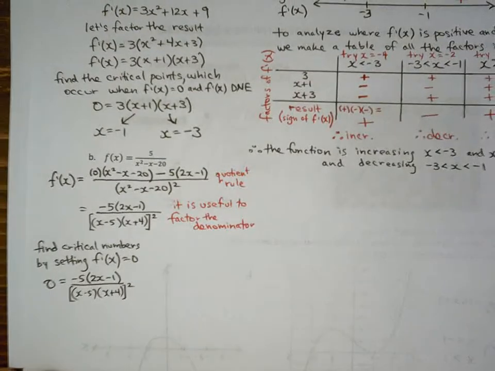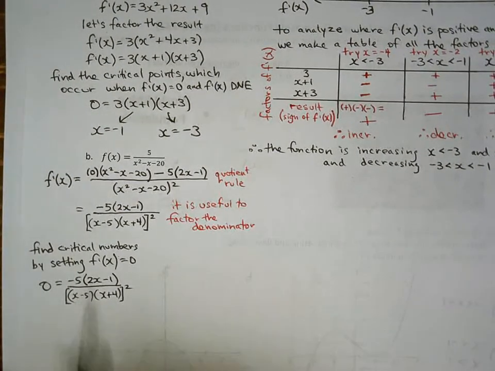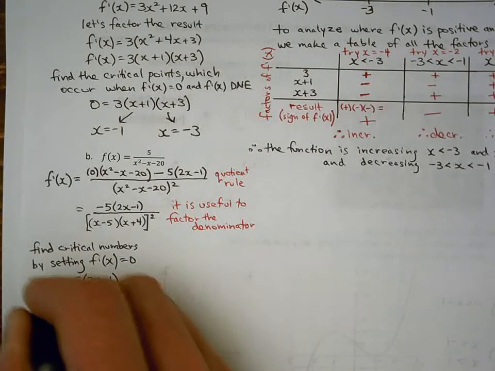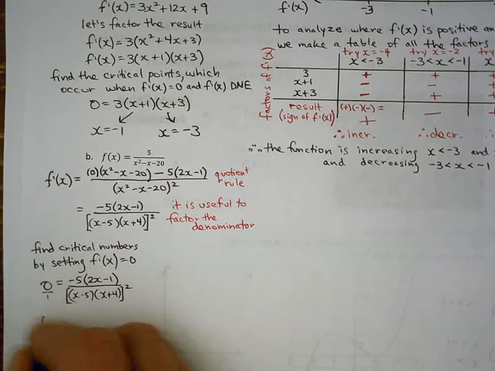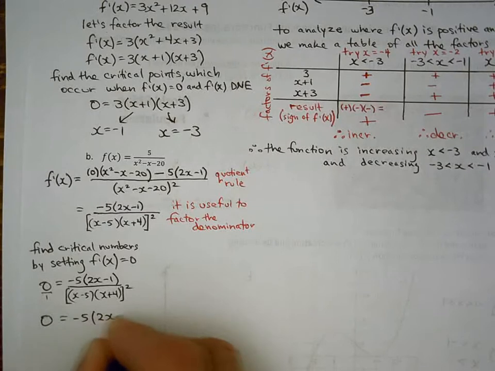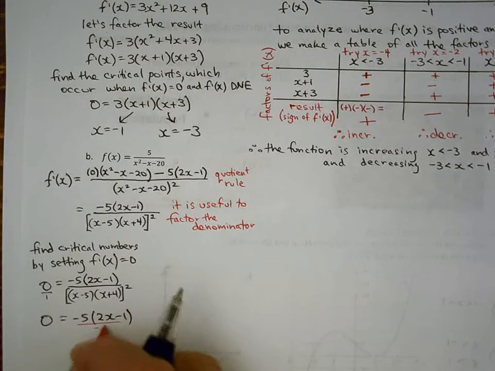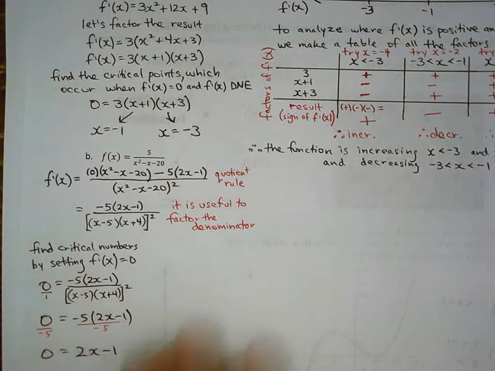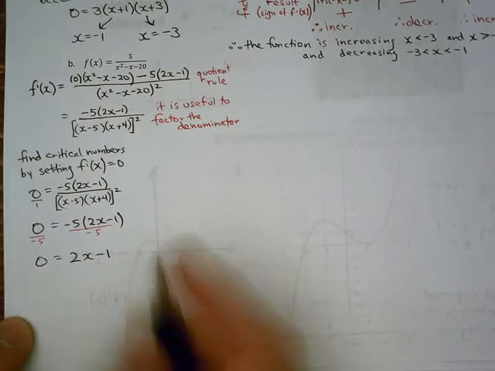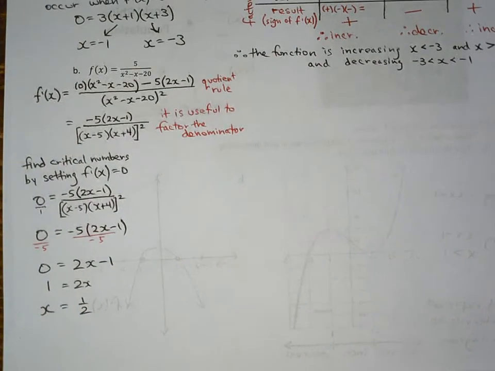Okay, so how do I solve this? Well, first thing I'm going to do is cross multiply. Remember, this is technically 0 over 1. So when I cross multiply, I get 0 times this, and 1 times this. So I end up with 0 is equal to negative 5 times 2x minus 1. Well, that was easy. Now I want to simplify this. I'm going to divide both sides by negative 5. So I end up with 0 is equal to 2x minus 1. I bring the 1 to the other side. 1 is equal to 2x. So x is equal to a half. Whew. So that is one of my critical numbers.